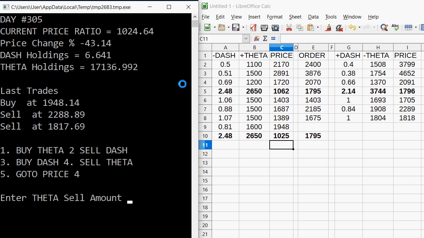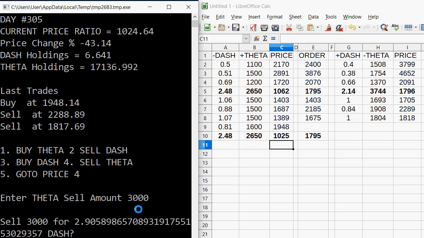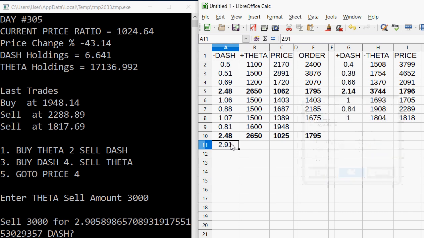We are selling theta, but we're selling larger amounts. Own 17,000. I think even close to 3,000 can work out. Last time we did 2650. I think 3,000 should be the number. So let's go 2.91. Nope, that's 2.91 for 3,000.